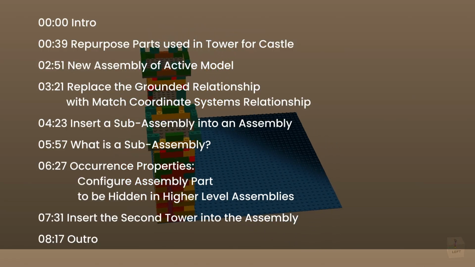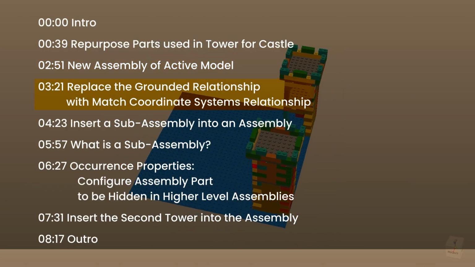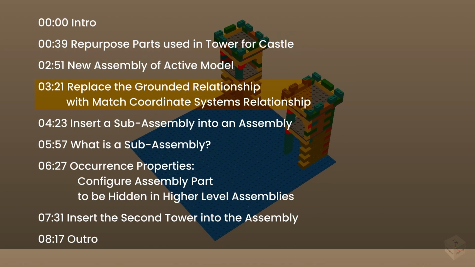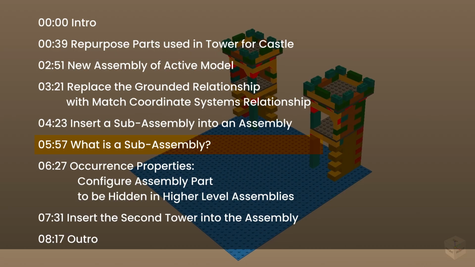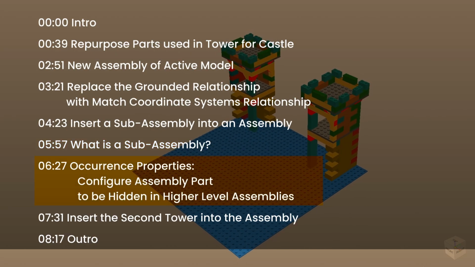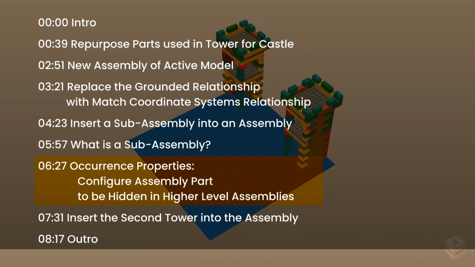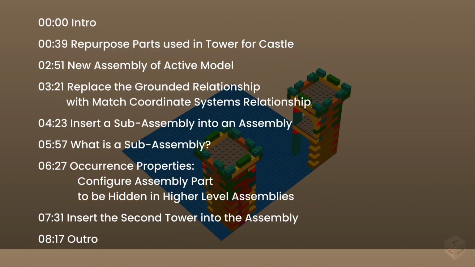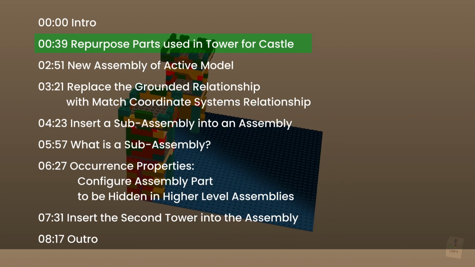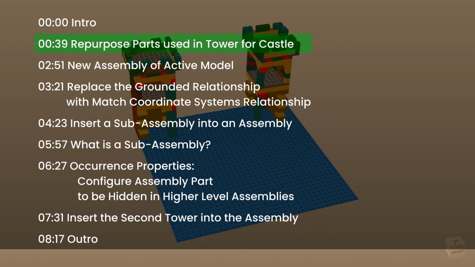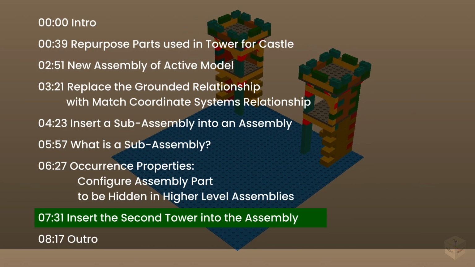In this video, we'll create a new assembly of an active model, replace a grounded relationship with a match coordinate systems relationship, insert a subassembly into an assembly, and talk about what a subassembly is. We'll use occurrence properties to configure how a part is displayed at different assembly levels. If you're following the playlist, we'll start off by repurposing parts used in the tower we created in the last video. There's a link to that video in the description. And we'll finish off by inserting the second tower into the assembly.